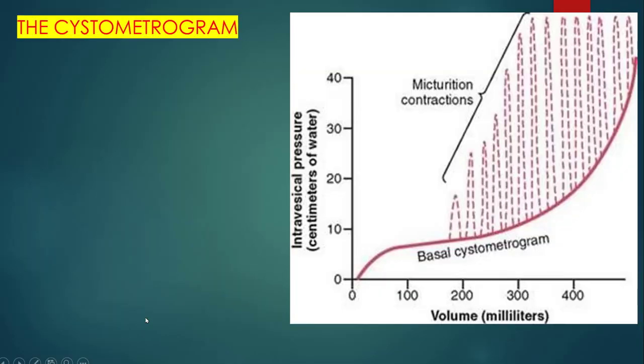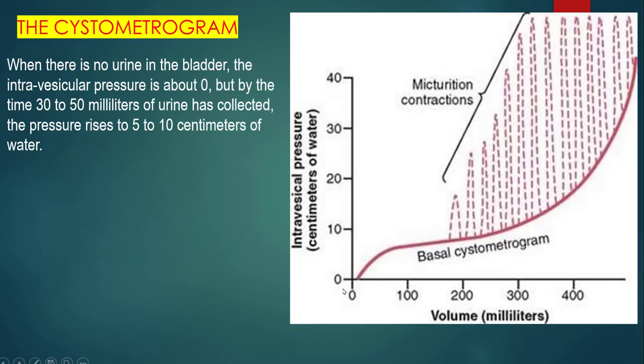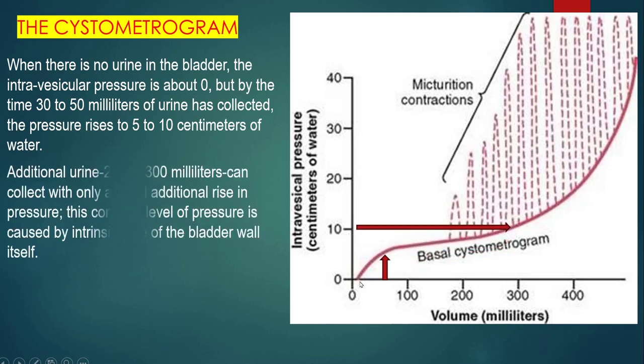The cystogram. When there is no urine in the bladder, the intravesical pressure is about 0. This is the pressure column and this is the volume. When there is no volume, the pressure is 0. But by the time 30 to 50 milliliters of urine has collected, the pressure rises 5 to 10 centimeters of water. Additional urine, 200 to 300 milliliters, can collect with only a small additional rise in the pressure.